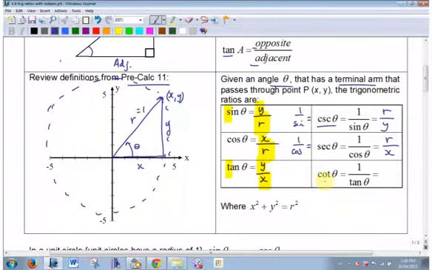Cotangent. That's what COT stands for. And don't look on your calculator. There's no buttons for cotangent, cosecant, or secant. That's 1 over tan theta. And so that's not y over x. Take the reciprocal of them. X over y.